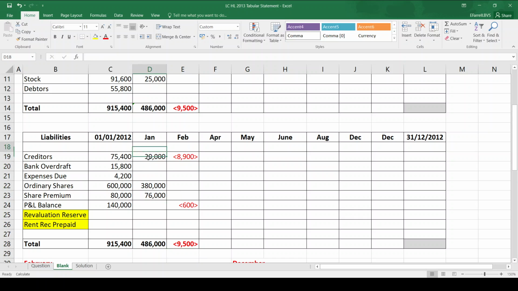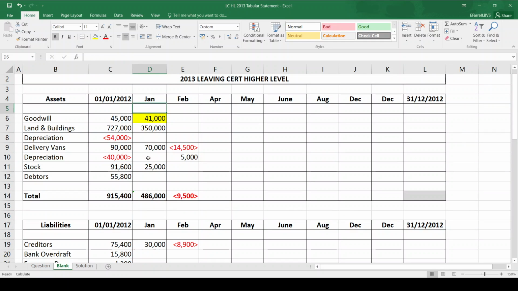So if we go back to the question, what are land and buildings at the moment? Well, there were 727, and then we got an additional land and buildings of 350. So 727,000 and 350,000 is 1,077,000. And we're revaluing them to 1.2 million. So the difference between 1.2 million and 1,077,000 is 123,000. So land and buildings are going to go up by 123,000, because now I can see if I add these across, they sum to 1.2 million.